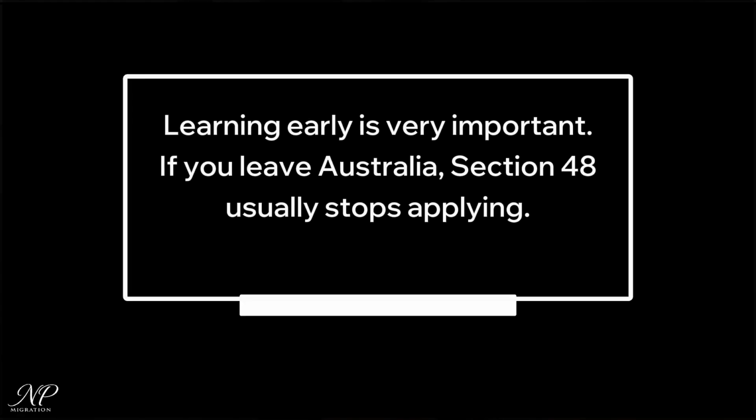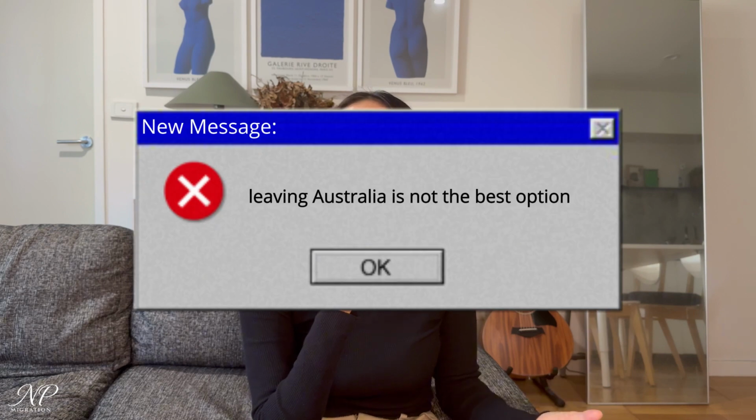If you leave Australia, Section 48 usually stops applying, so you are no longer restricted after you leave Australia. But listen carefully, leaving Australia is not always the best option. Some people get entry bans when they leave. This can stop you from coming back, so do not leave Australia before checking your situation first.